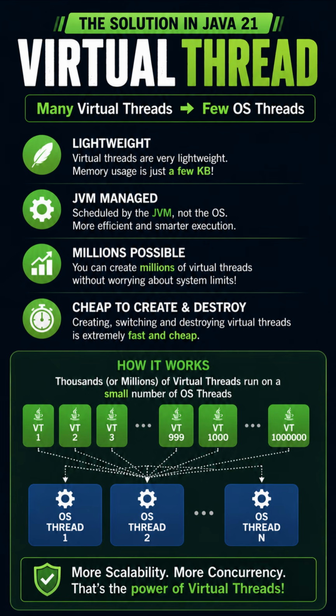Java 21 solves this problem with virtual threads. Instead of creating one operating system thread for every task, the JVM creates lightweight virtual threads. These virtual threads are then efficiently scheduled over a small number of operating system threads.